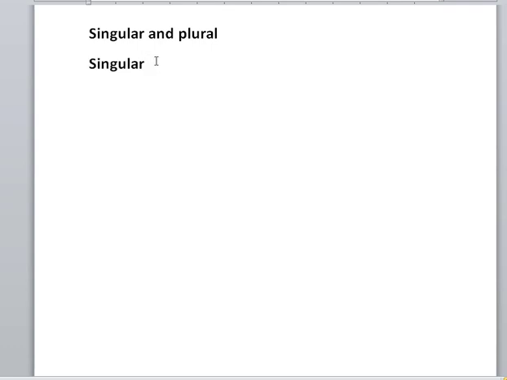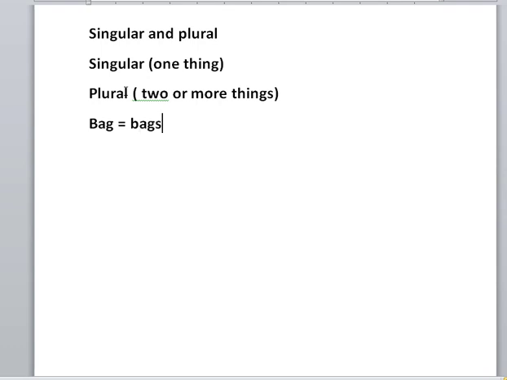Singular is one thing, just one thing, okay, and plural is two or more things. For example, bag is one thing. Change to plural, bags. We just added S. Book, change to plural, books. A wallet. Change to plural, wallets. But don't forget A, because it is one thing.